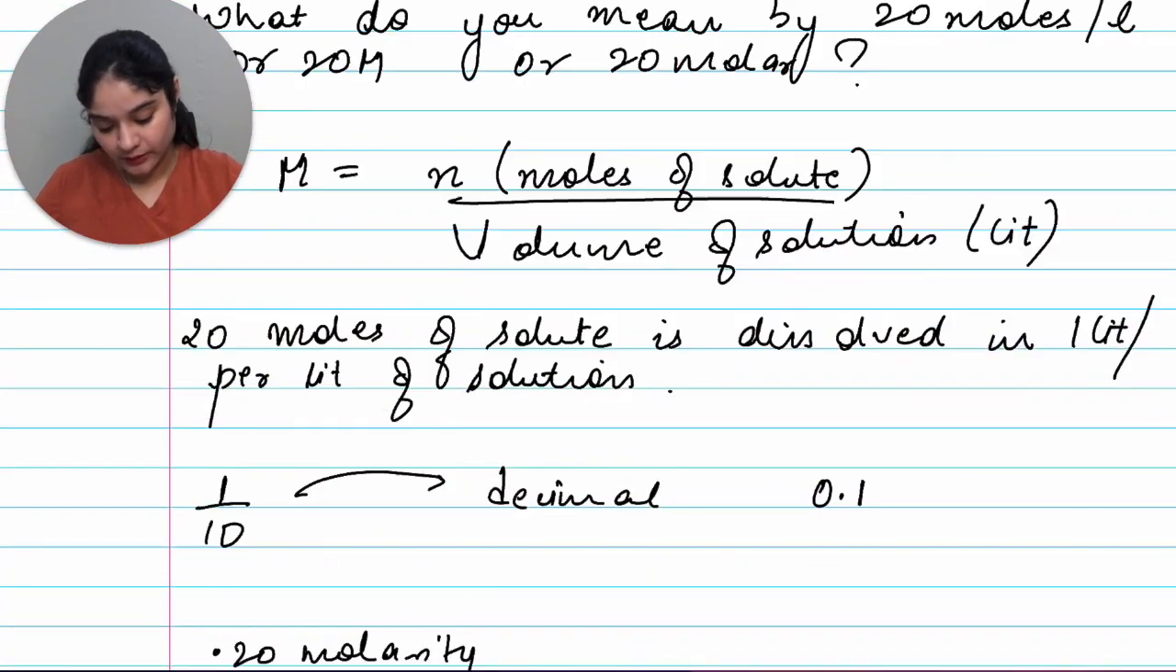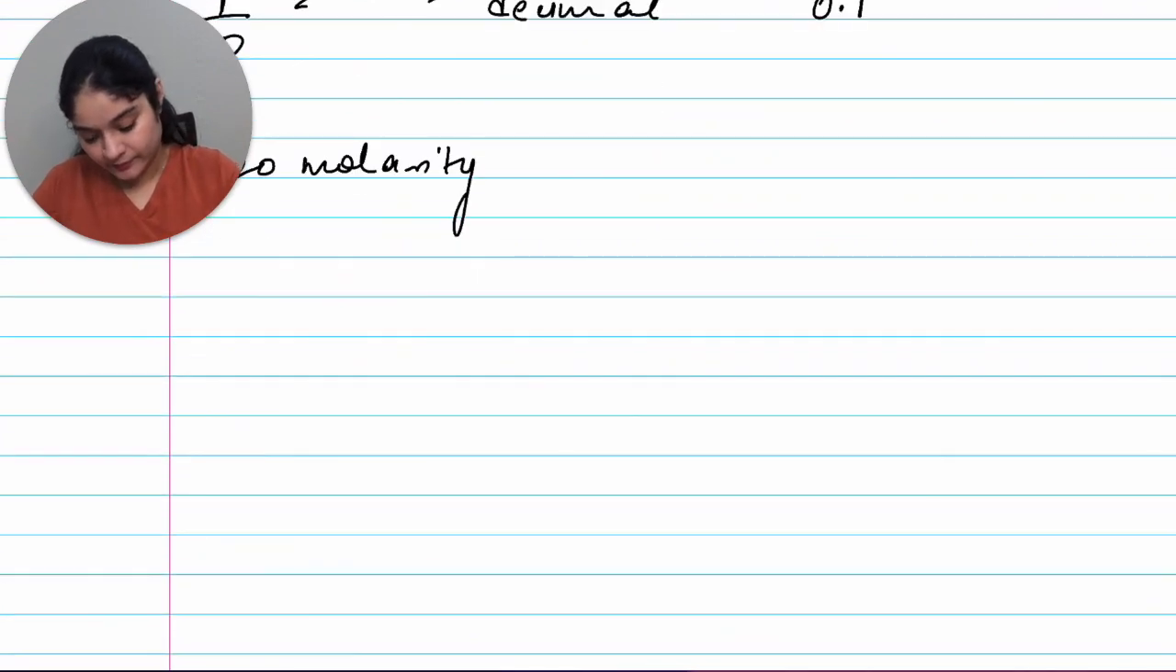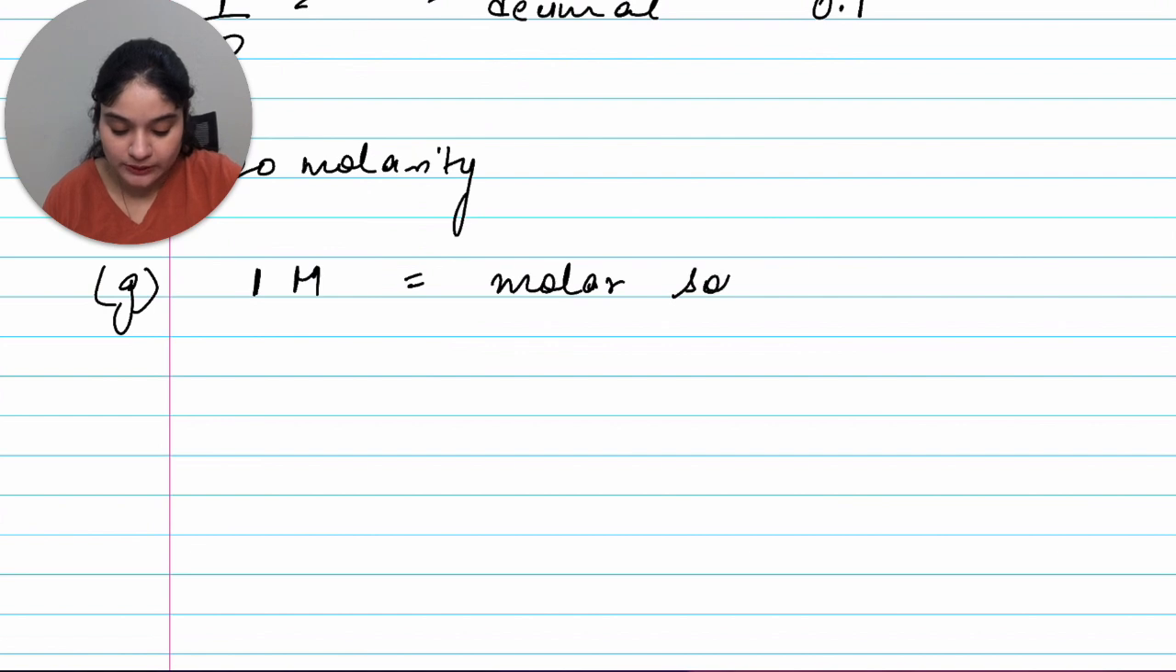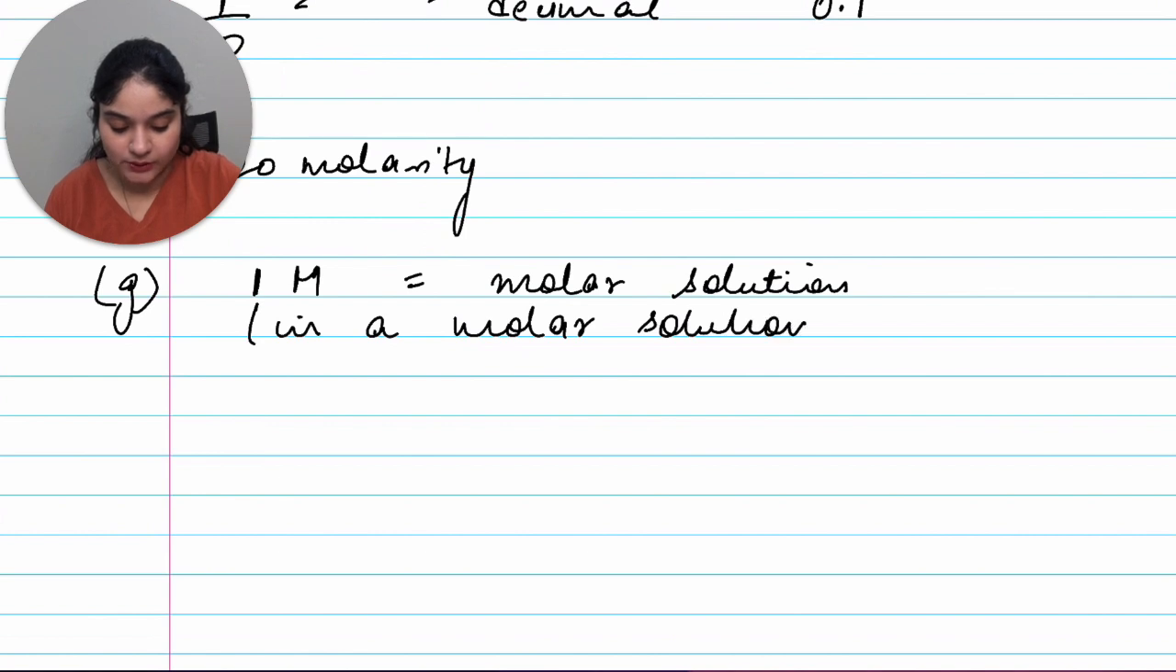Now, this we did was F. Next is, what is 1 M? I'm trying to give you the units that we have for molarity. So what is 1 M? 1 M is a molar solution. That is correct. Now, in a molar solution, or unity molar.